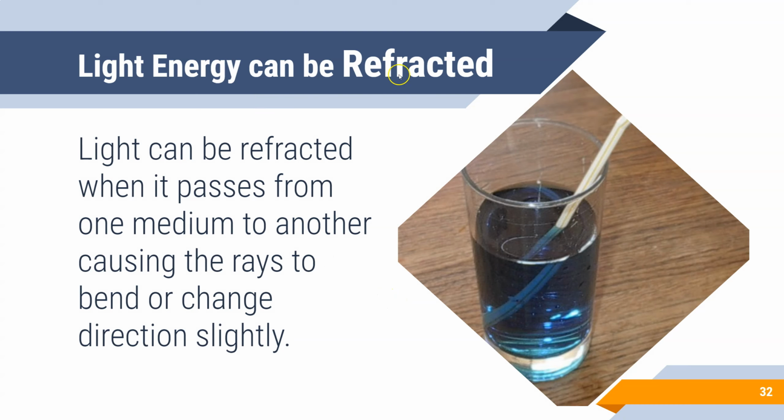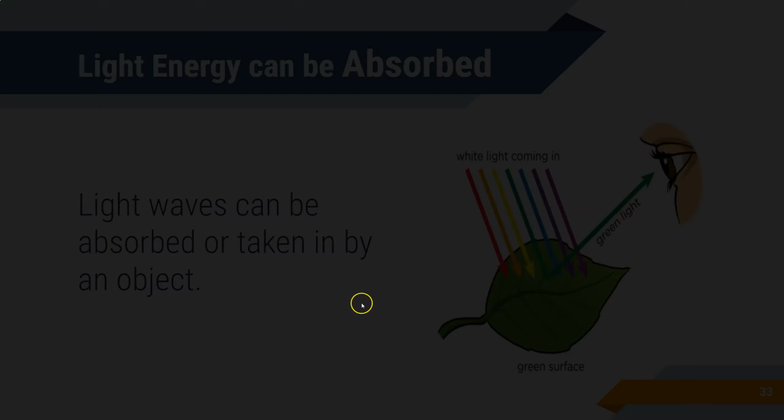Or light can also be refracted. Notice in this glass here you have a straw, but if you look down in the water, it almost looks like the straw was cut in half. Maybe you've seen this before in real life as well. Refracted basically means that it changes or bends the ray or the light energy. As it passes through this liquid right here, it changes the direction of the light. That would be what refracted means. It causes the rays to bend.